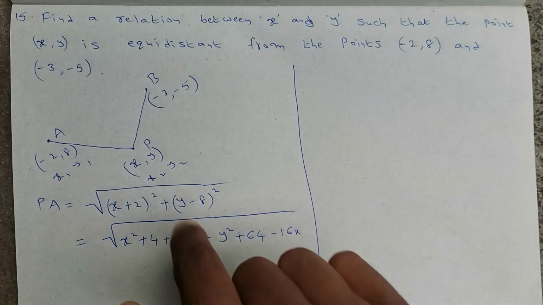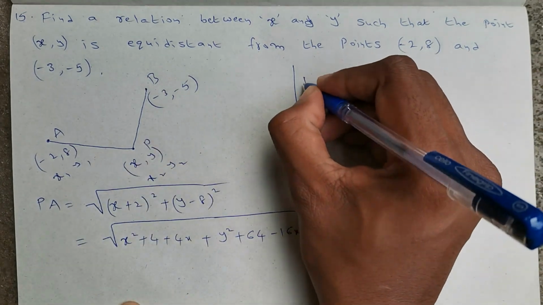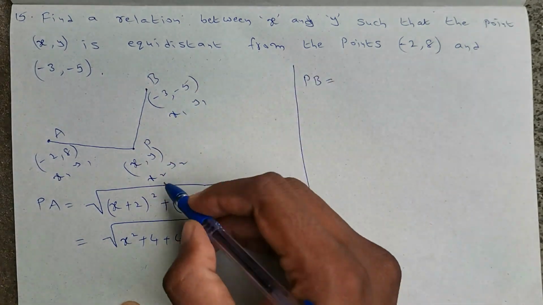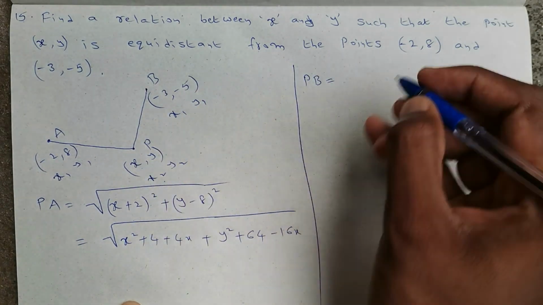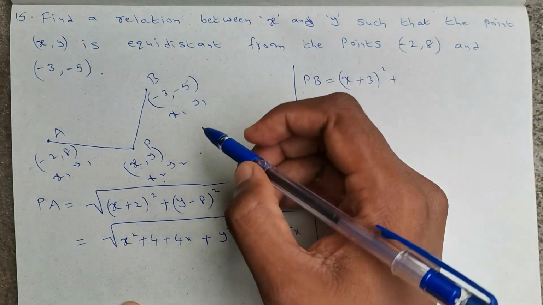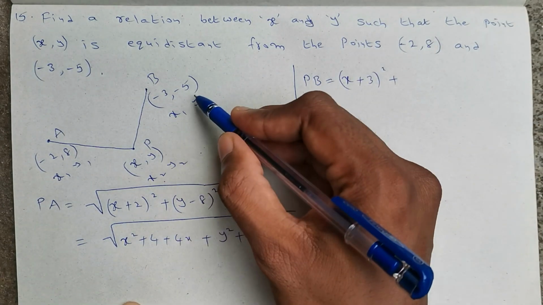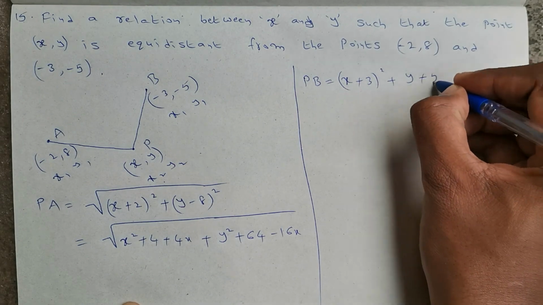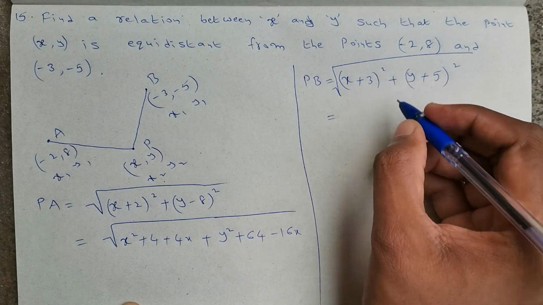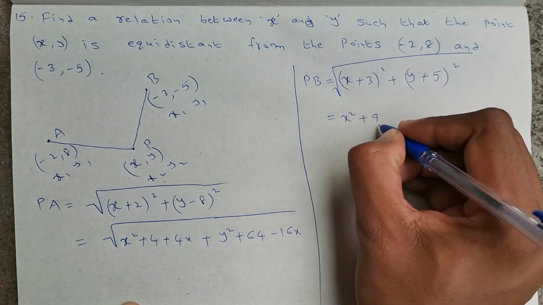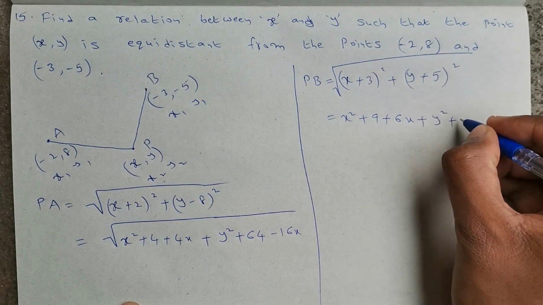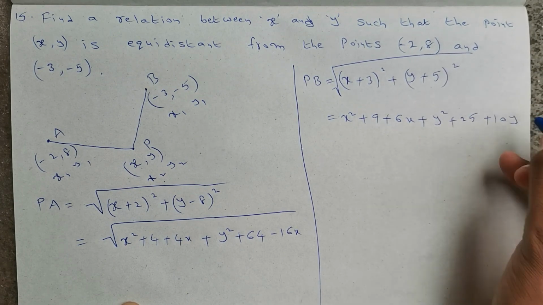Next, the same way I will find this PB distance also. This I am taking as x1, y1. x2 minus x1: x minus of minus 3, plus 3, (x plus 3) whole square, plus y2 minus y1, this is y minus of minus 5, plus 5, (y plus 5) whole square, under root. If we expand it, we will get (x plus 3) whole square, x square plus 9 plus 6x, (y plus 5) whole square, y square plus 25 plus 10y.